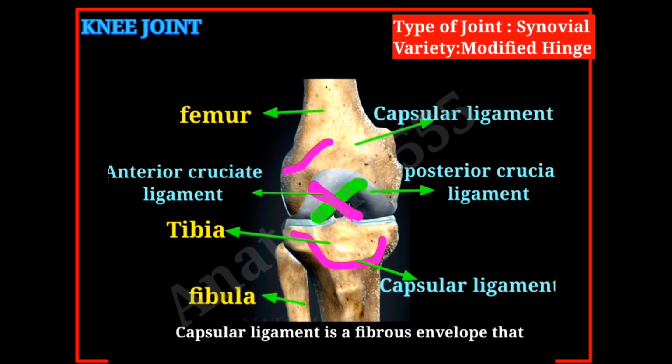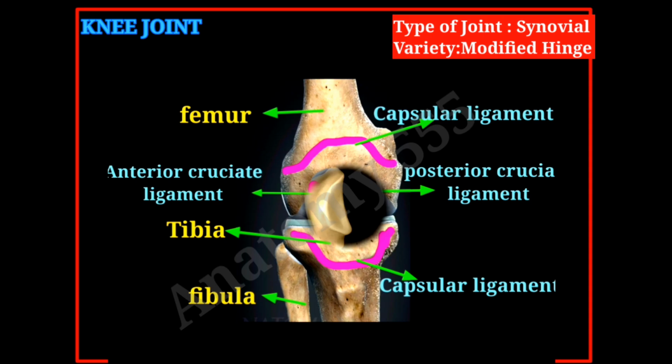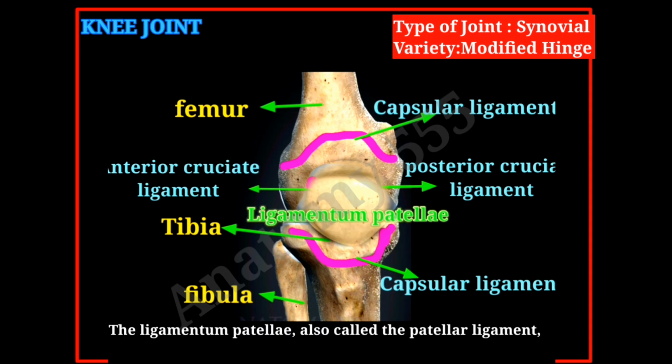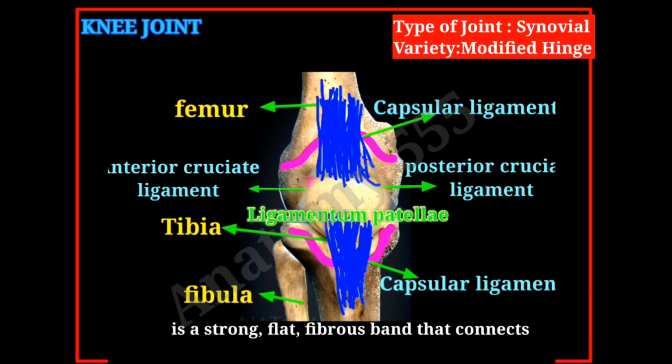Capsular ligament is a fibrous envelope that surrounds and encloses the entire joint, providing strength and stability. Ligamentum patellae. The ligamentum patellae, also called the patellar ligament, is a strong, flat, fibrous band that connects the patella, kneecap, to the tibial tuberosity.